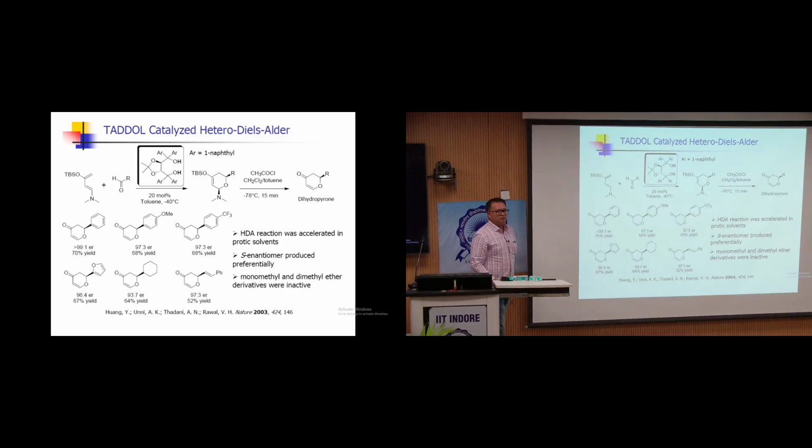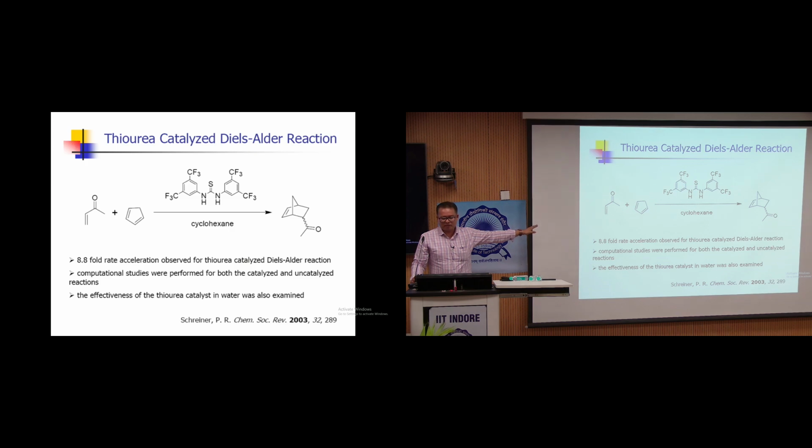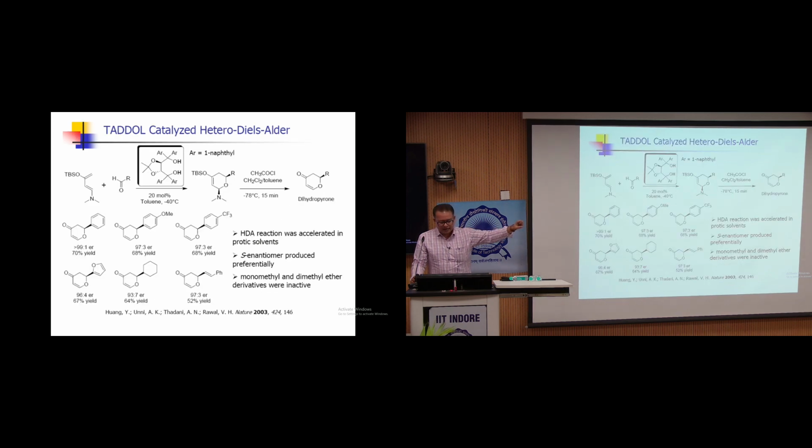Next one, big shot, again, Rawal. The Rawal group comes up in 2003, the same year. 2003 is very important for organocatalysis, and they come up in a similar way. The moment the Schreiner report on the Diels-Alder reaction comes up, this group immediately picks up and comes up with a fantastic name, TADDOL. The aromatics or aryl groups are naphthyls, okay? They name it the TADDOL catalyst. They have given this name.